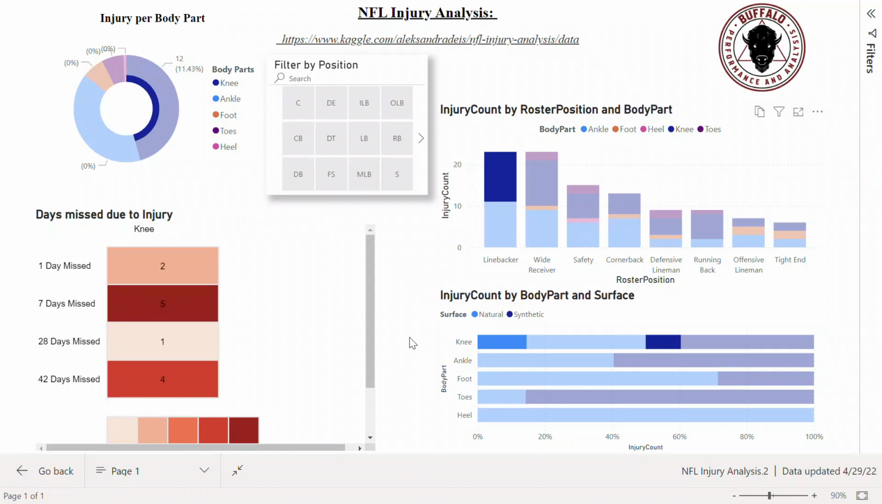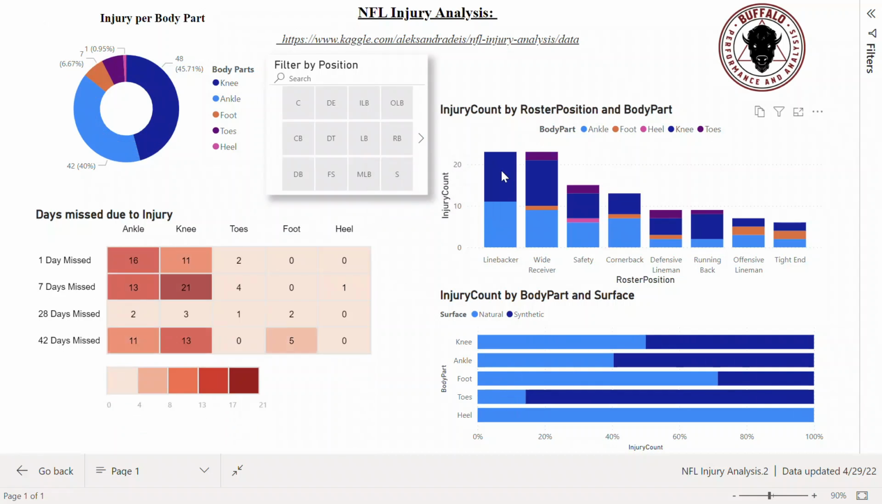Furthermore, at Buffalo Performance and Analysis, we can break it down and see how many days of practice these guys missed. Again, we're still looking at our linebackers. We see that only 2 of them missed 1 day of practice due to this knee injury. However, 5 of them missed an entire week of practice. Further still, we can see that 1 guy missed 4 weeks, while 4 guys missed 6 weeks. We can provide all this information to our linebacker coaches in a really easy to digest way. We can do this with any position and with any injury that we see here.